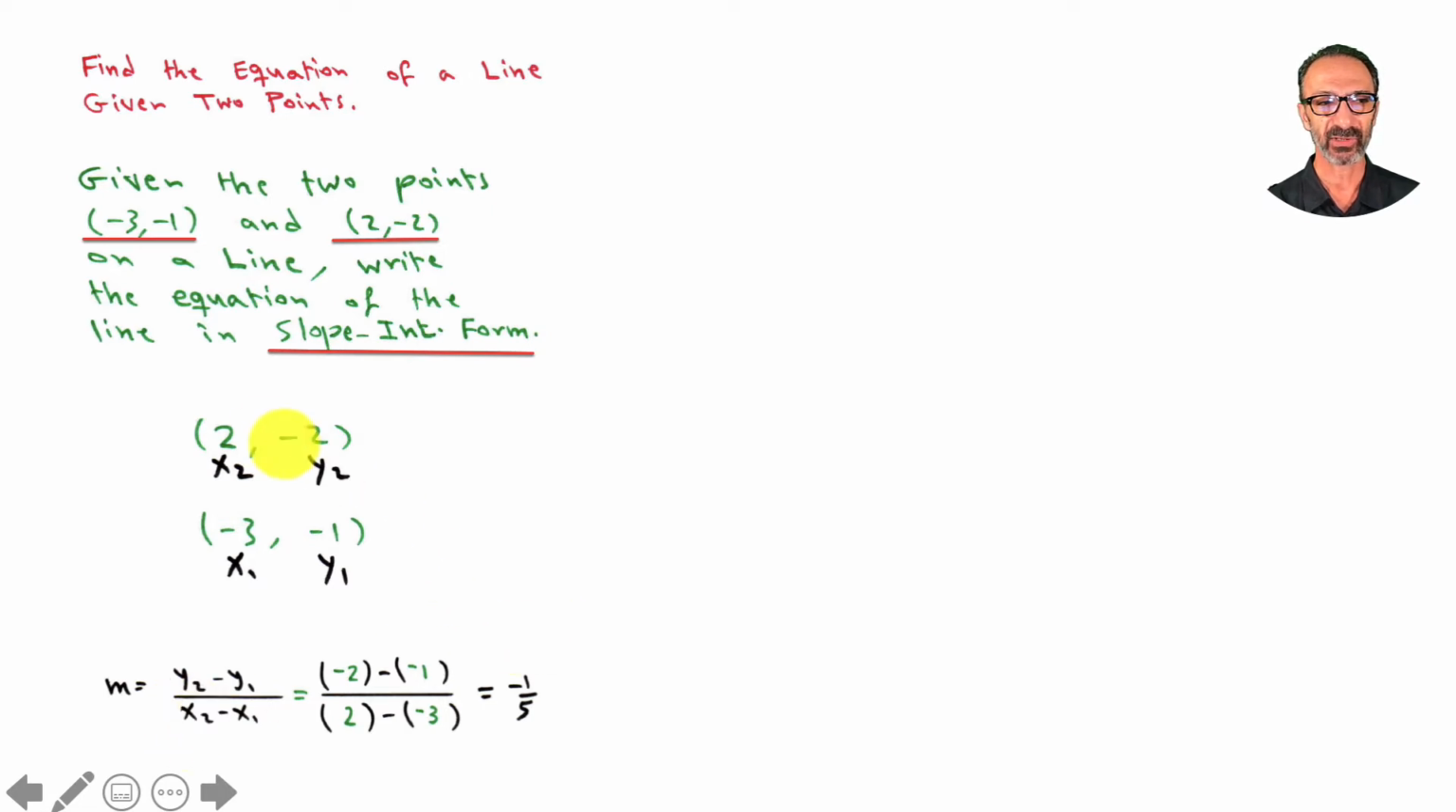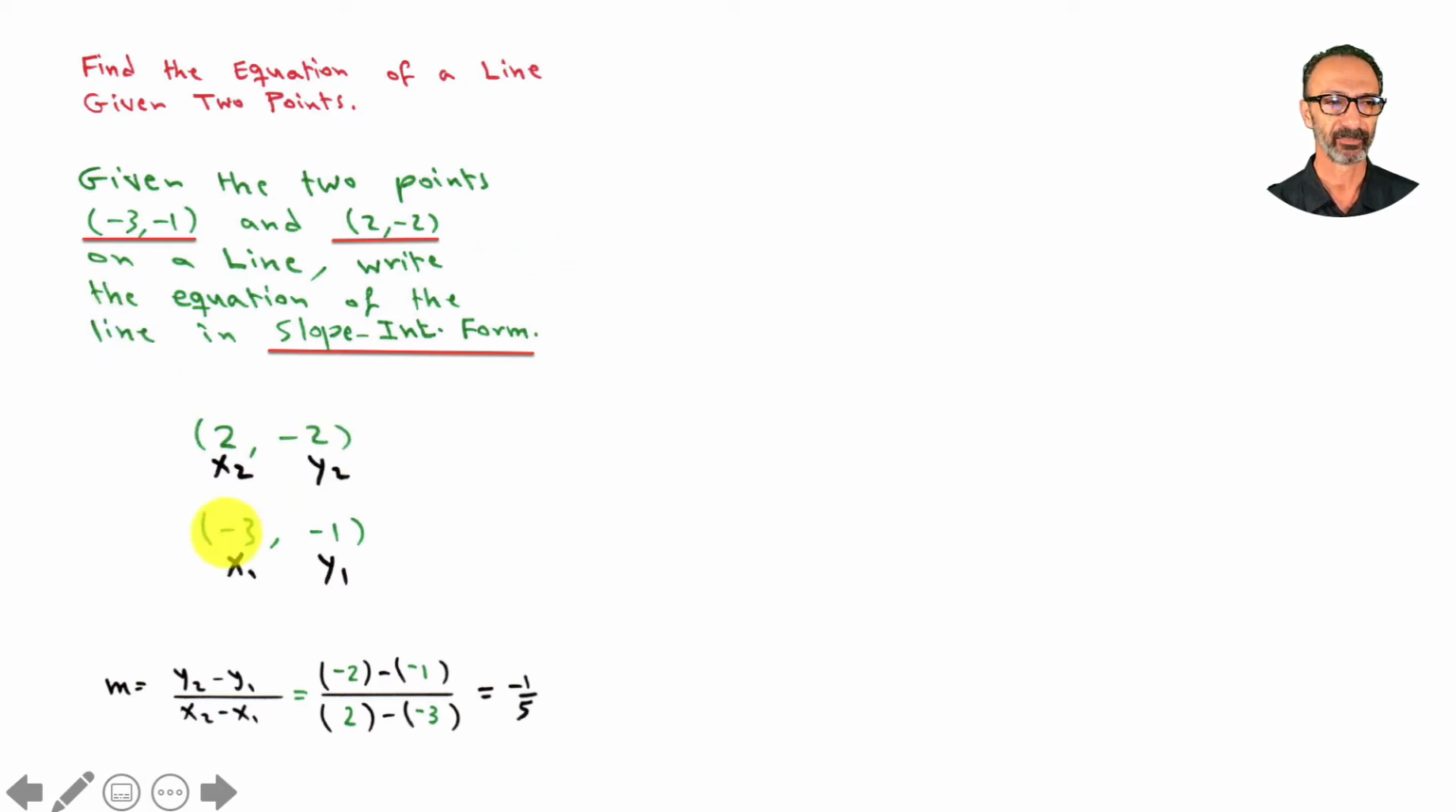My advice to you is write the points lined up this way to avoid making a mistake with the negative sign. Not only that, I've seen it sometimes, students kind of mix the x's with the y's when they go back and forth. Instead of subtracting y2 minus y1, they end up subtracting y2 minus, let's say, x1.